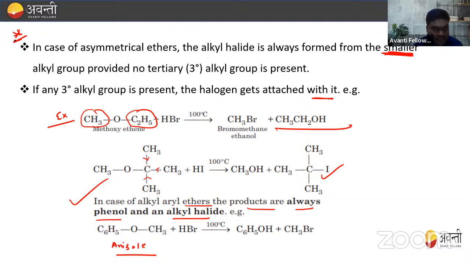So सभी points इसके याद होने चाहिए तुम लोगों को. कई बार reactions में सीधा आता है यहाँ से. What happened when the methoxyethane is reacted with HBr? So always remember smaller group का alkyl halide यहाँ बने. ठीक है?